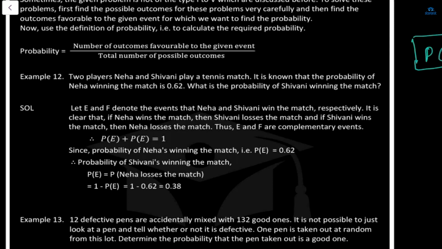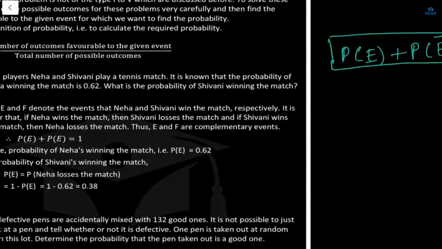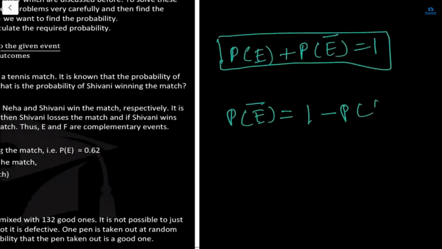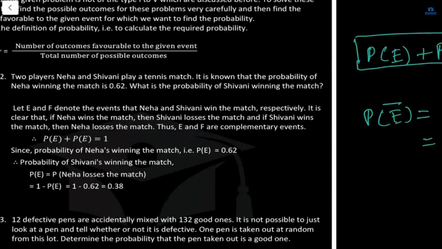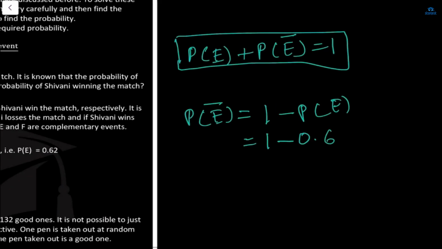Now, how can we find that out? We have to find P bar. P bar will be equal to 1 minus P, which is 1 minus 0.62, as it was given. So that will be the probability of Shivani winning the game: 0.38. This type of question can come for 1 to 2 marks.